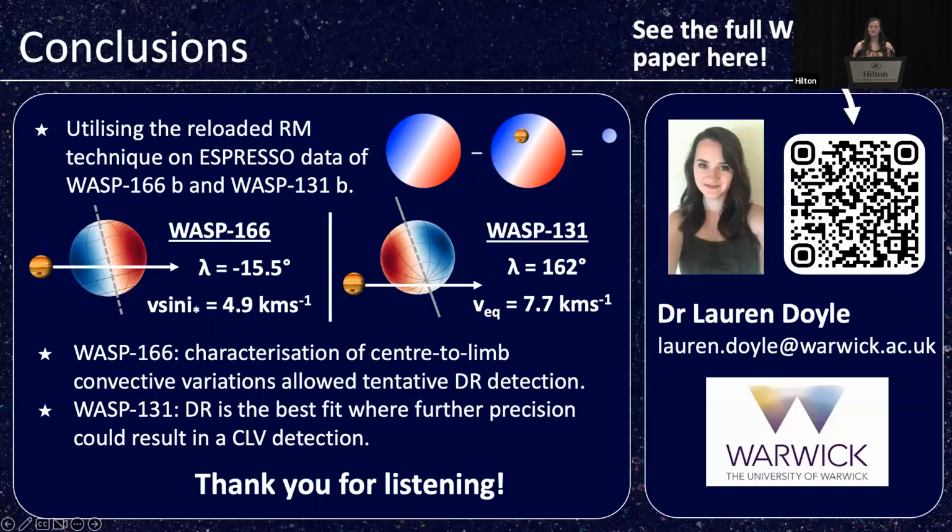So I'm running out of time, so I'm just going to leave this slide up here. But overall, we utilized the reloaded RM technique on ESPRESSO data of WASP-166b and WASP-131. The properties are listed there. For WASP-166, we characterized center to limb convective variations, which allowed us to detect a tentative detection of differential rotation. And for WASP-131, differential rotation was the best fit, where further precision could result in a center to limb detection. Thank you very much.